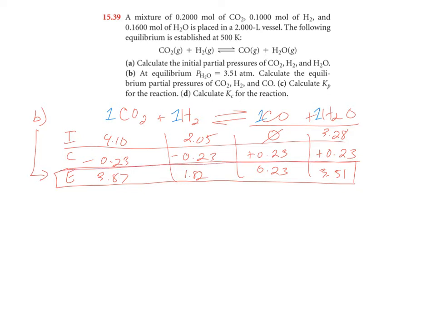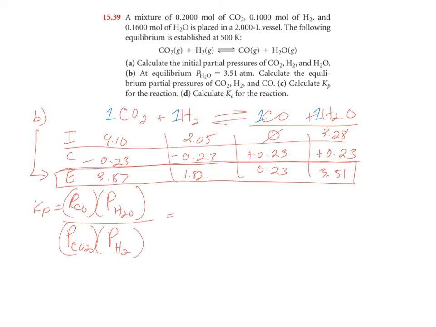C says, calculate K sub P for the reaction. Well, K sub P can be found by using your equilibrium constant expression, where you have your concentration. In this case, it's not concentration. It is just your pressures. So you have your pressure of CO times your pressure of H2O over your pressure of CO2 times your pressure of H2. These are all partial pressures.